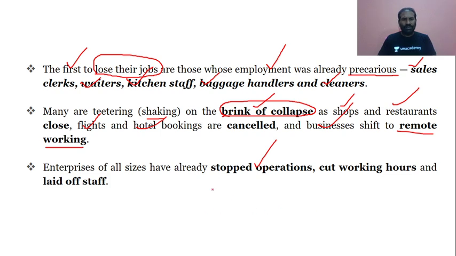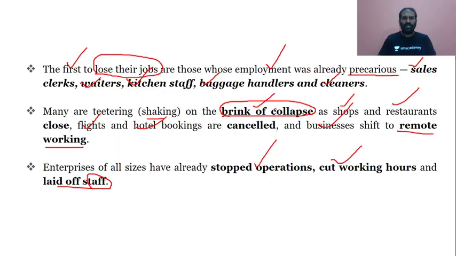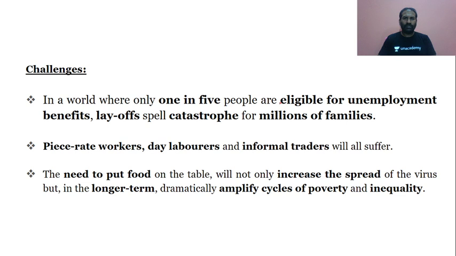So this we have to make very clear. Those who have stopped a part of the operations, cut working hours, or laid off staff are the vulnerable people, and we have to make sure that safeguarding is done and care is taken of the vulnerable. And the challenges we will look at, so that we will have a thorough understanding about the entire topic we spoke about, that is in regards to the ILO.